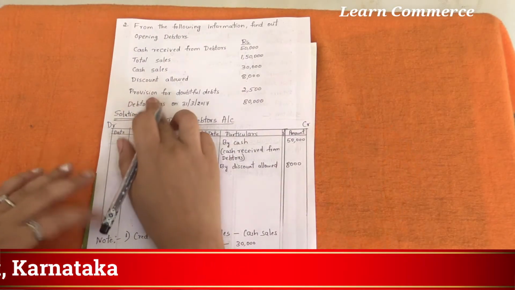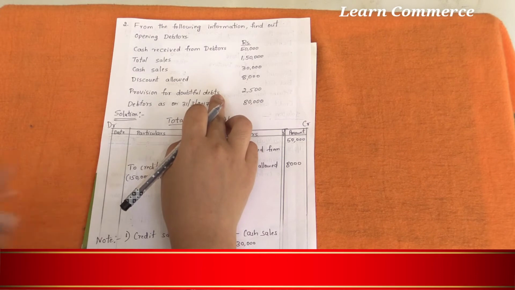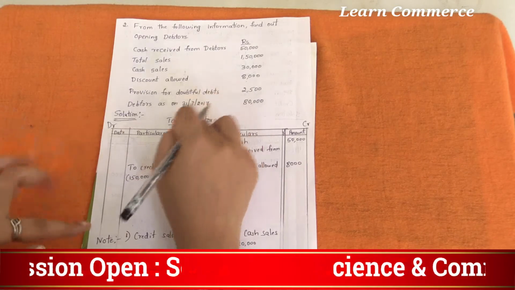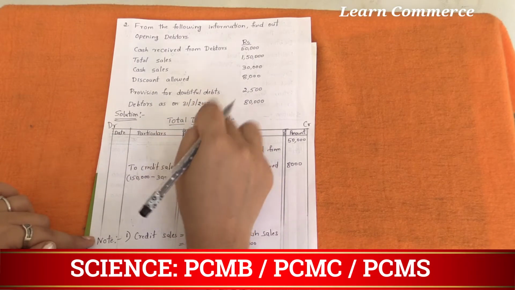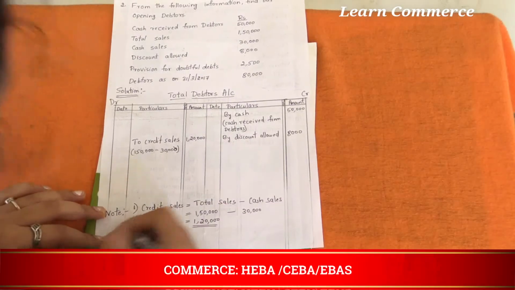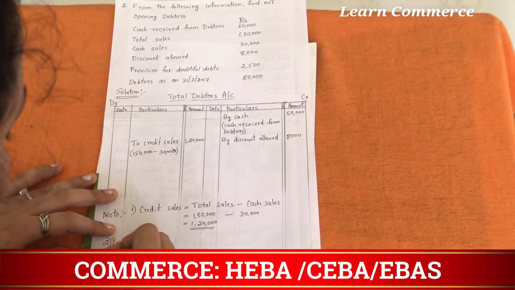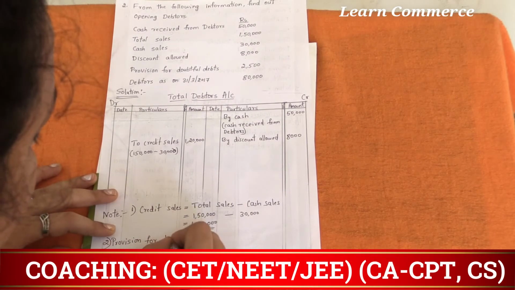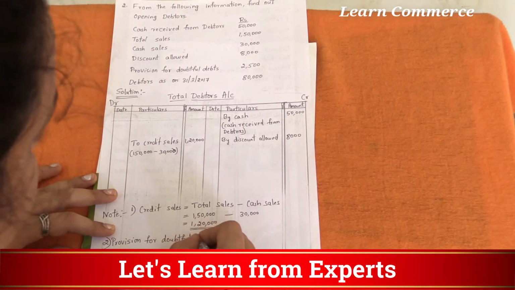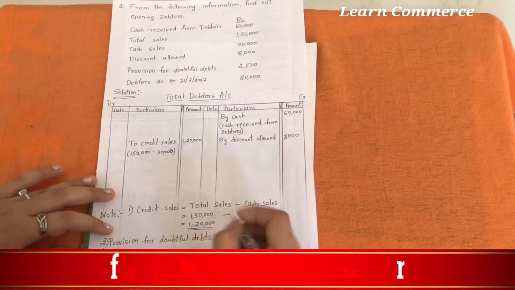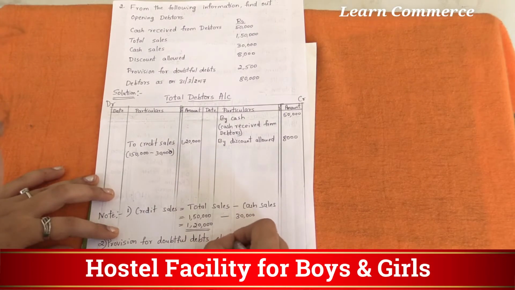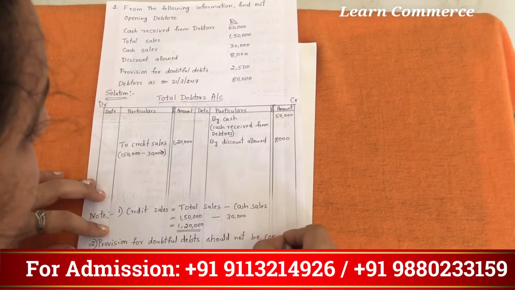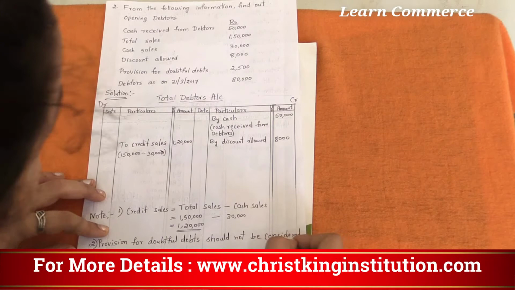Then provision for doubtful debts. Just go through the format. Provision for doubtful debts should not be considered in the total debtors account. Understood? So write a note for that. Second note: provision for doubtful debts should not be considered. You must write the note, it also carries marks.